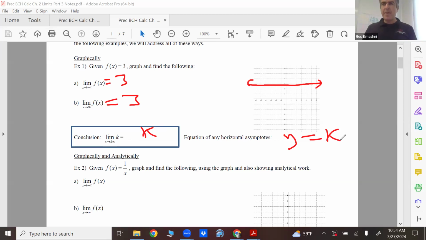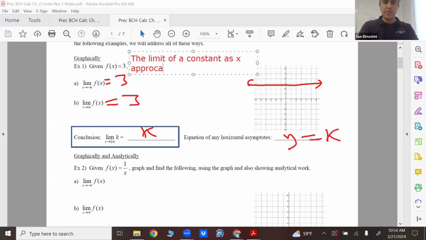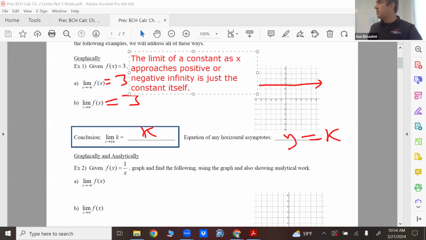So just think about it. If you take the limit of a constant, it's a constant. That's the takeaway here: the limit of a constant as x approaches positive or negative infinity is just the constant itself. That's all. I don't need to beat around the bush on that one.